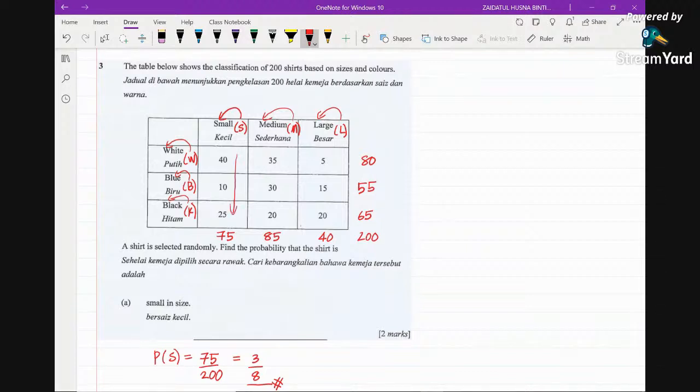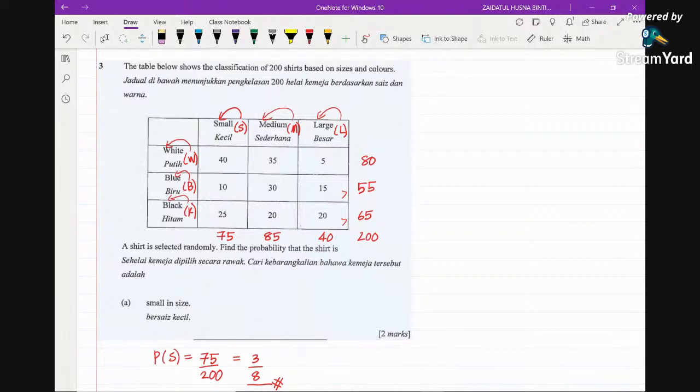So we find the sum here, 40 plus 10 plus 25, 75. And then 30 plus 35 plus 30 plus 20 will give you 85. 5 plus 15 plus 20 will give you 40. Okay, then after we find the sum for the columns, now we find the sum for the rows. So 40 plus 35 plus 5 will give you 80. 10 plus 30 plus 15 will give you 55, and 25 plus 20 plus 20 will give you 65.